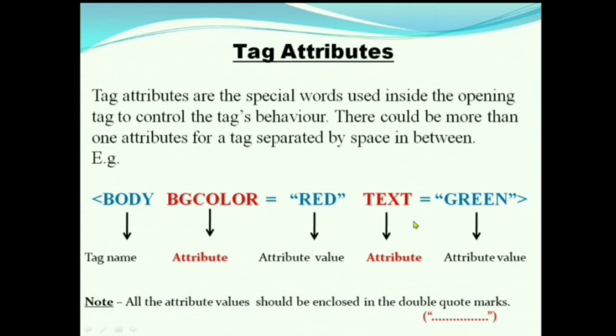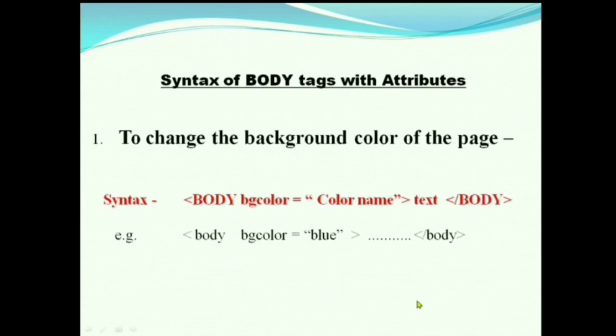So you can see here this is the tag name, body. BGCOLOR and TEXT, these are the attributes, and this red and green, these are the attribute values. So all the attribute values should be enclosed in the double quote mark. This is a must for HTML coding. Then syntax of body tags with attributes. First, to change the background color of the page. I already explained. Body, then space BGCOLOR, and here you type blue, whatever color name you want. Then you have to close your body tag.